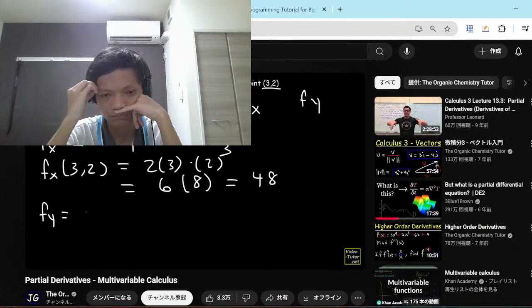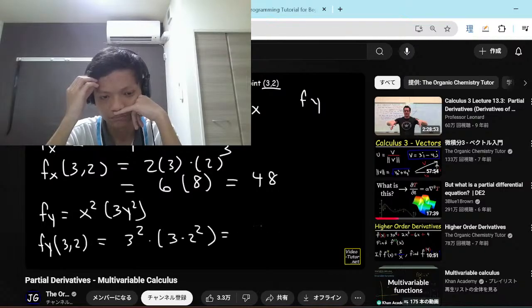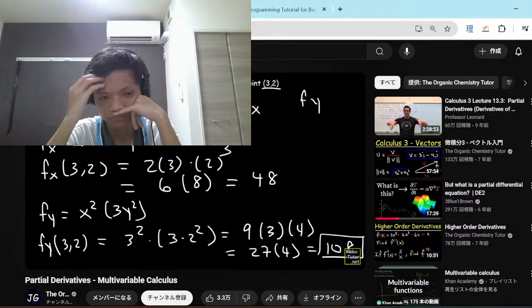Now let's find fy. That's going to be x squared times 3y squared. And so fy, the slope of the surface in the y direction, is going to be, this is fy(3, 2). It's going to be 3 squared times 3 times 2 squared. 3 squared is 9, and 2 squared is 4. 3 times 9 is 27, and 27 times 4 is 108. So these are the answers I'm looking for.